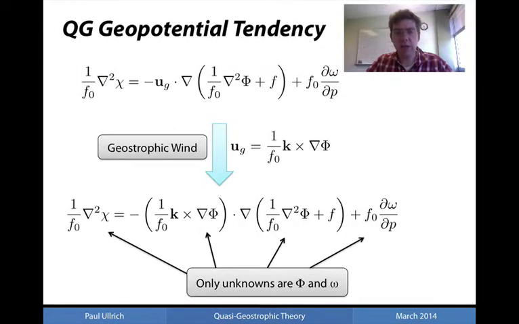So taking this expression, then, using the geostrophic wind relationship to write the geostrophic wind in terms of geopotential, we then obtain this form below for a quasi-geostrophic geopotential tendency equation. Note that the only unknowns in this equation are the geopotential phi and omega, which appears in the stretching term on the right-hand side. So this expression, in the absence of vertical motion, can then be used in order to actually evolve the geopotential field directly.